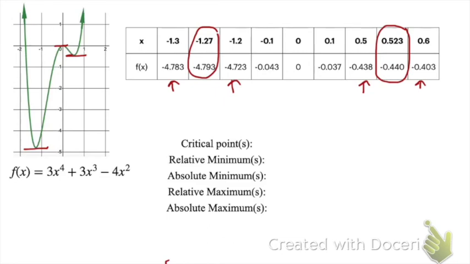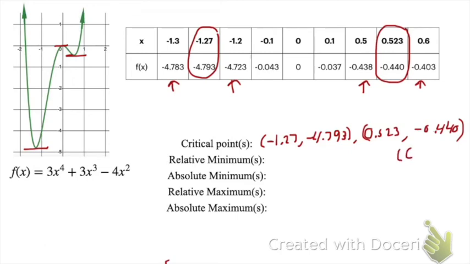So my critical points for mins, anyway, were at negative 1.27, comma, negative 4.793. The other min was at 0.523, comma, negative 0.440. This is hard to write with today. And then we have a third one, which is at 0, 0. That's our maximum. That's another critical point. So we have 3 critical points.